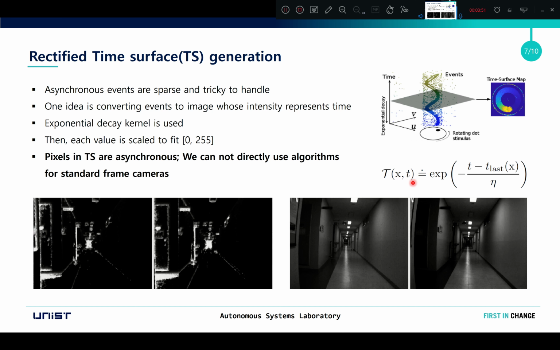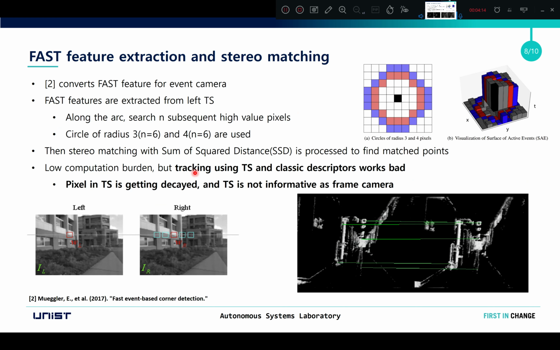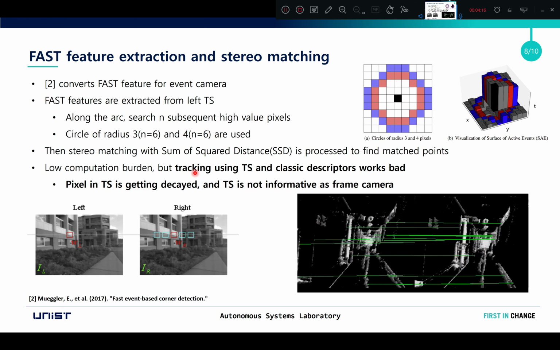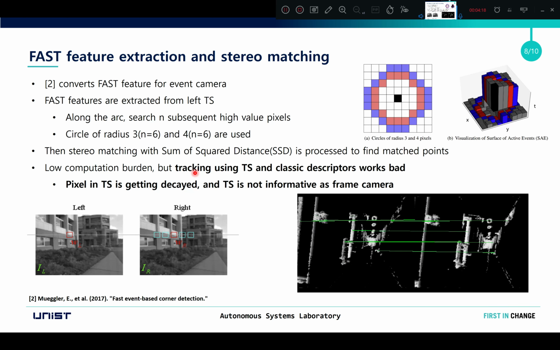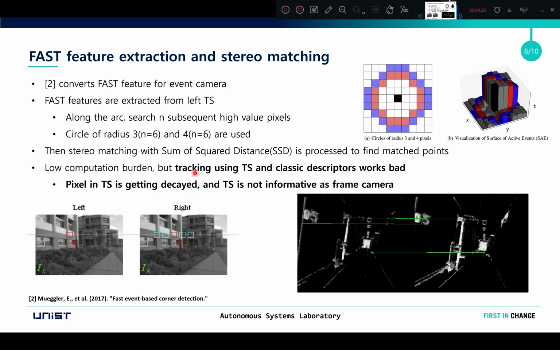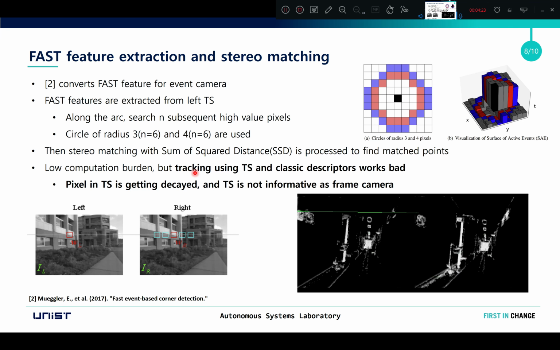This one has values from 0 to 1. To compute efficiently, we scale it from 0 to 255. But the most important feature of the time series is that pixels in the TS are asynchronous, so we cannot directly use algorithms for standard frame cameras. That's why many algorithms like the Best picture or the Harris corner detection cannot be directly adapted to the event camera.